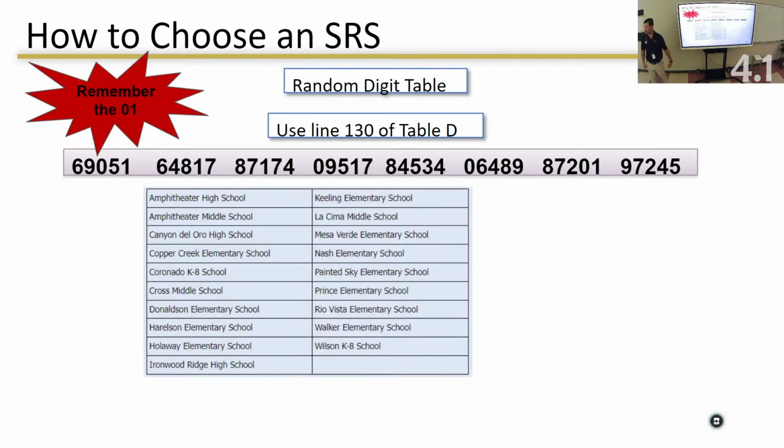This is a random digit table. I forget which row I grabbed it from. I got to look at 2 digits because I'm going up to 19. If I was going up to 100 and something, I got to look at 3 digits. If I was going up to 1,000 something, I got to look at 4 digits.